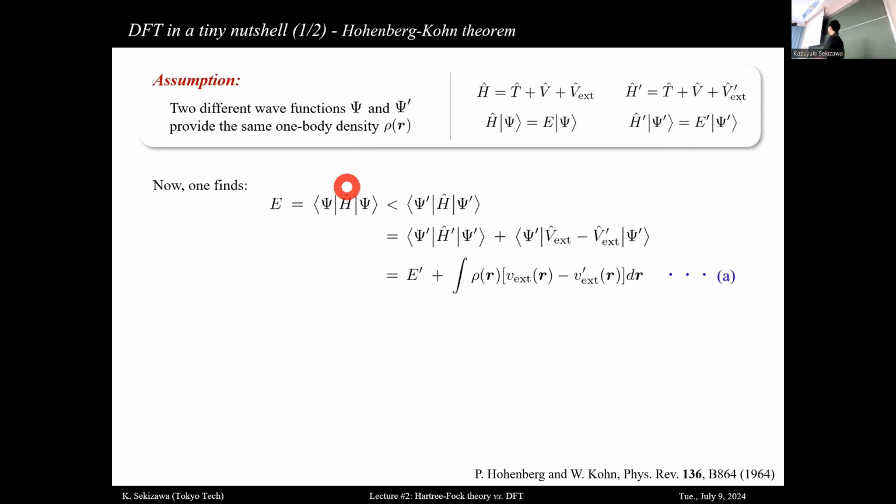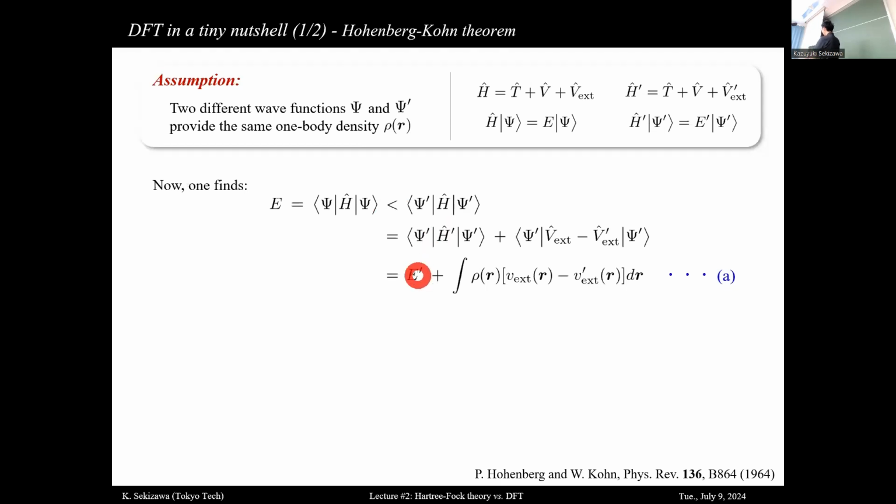Now you can readily get the conclusion. This is the total energy, the energy expectation value of the Hamiltonian H with psi. But from the variational principle, you know that psi prime is different. So if you take the energy expectation value of H by psi prime, it must be larger, because psi is the true ground state and psi prime is something else. So this inequality holds.